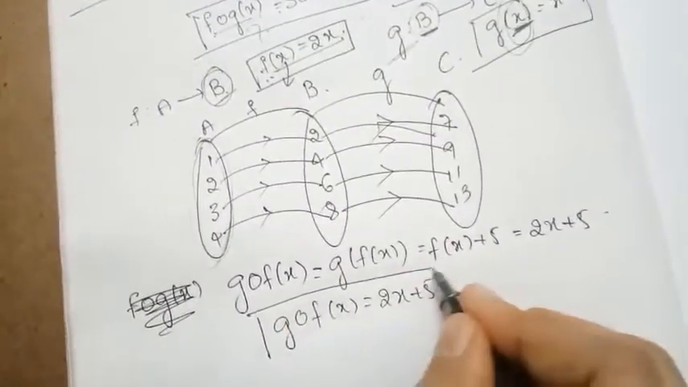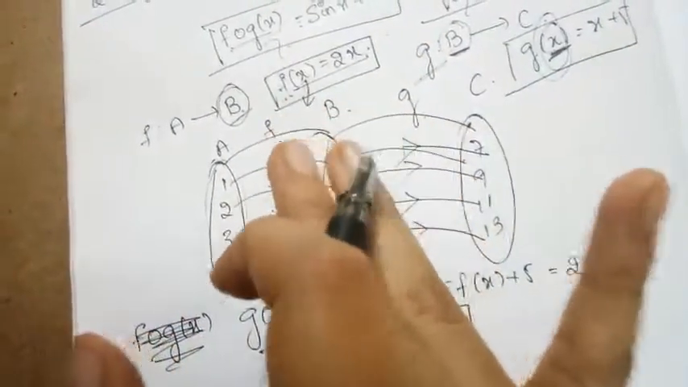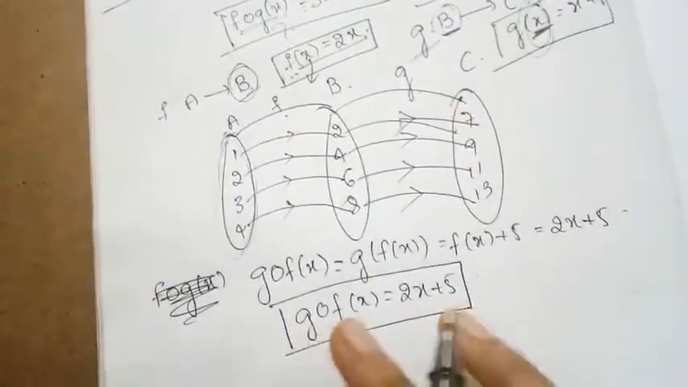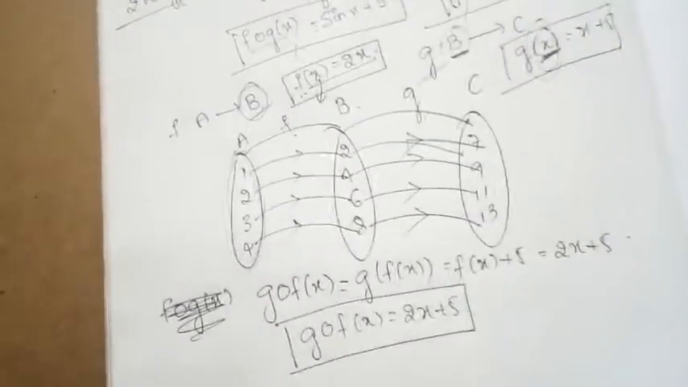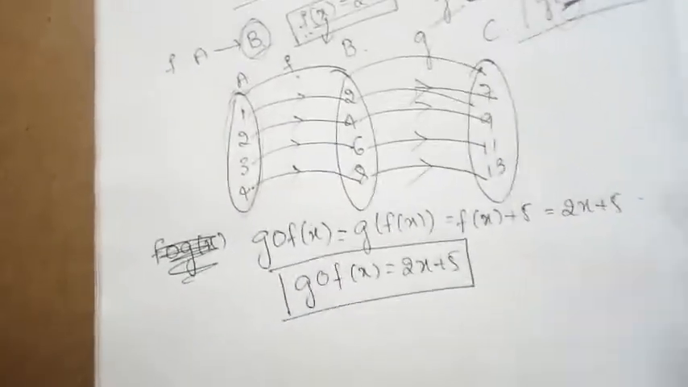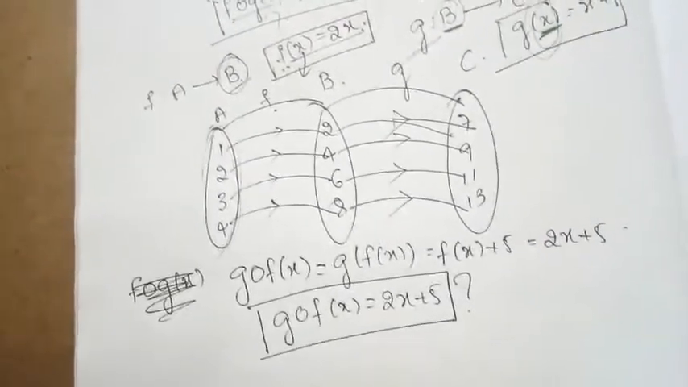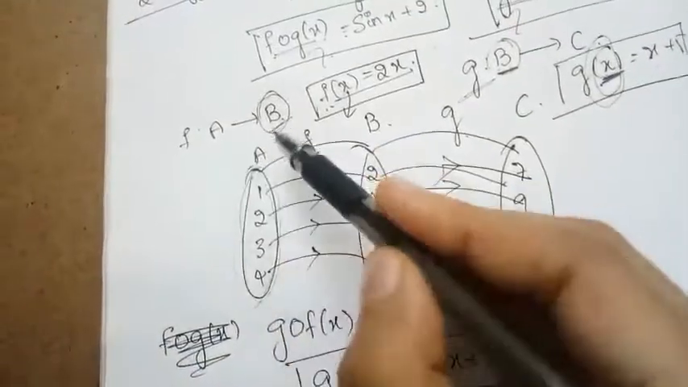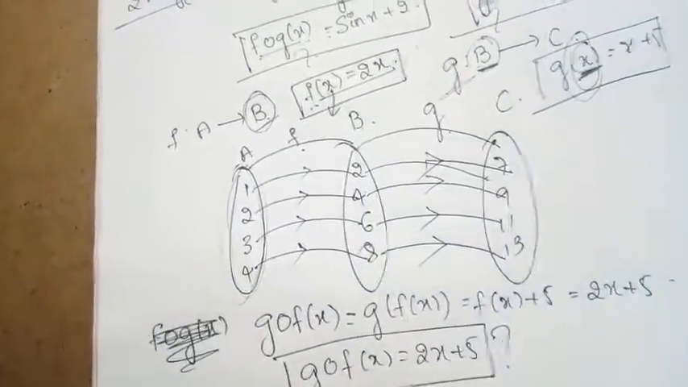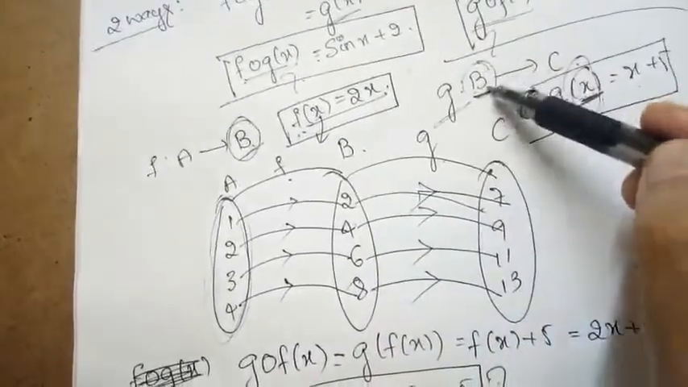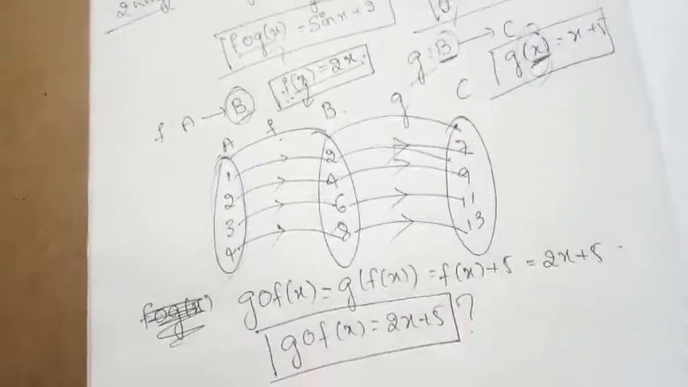So now combining the two functions f and g, the composition of two functions f and g, we got a new function, that is the GOF function, which is defined as 2x plus 5. Now let us come to know what will be the domain and codomain of this function. So here clearly A is the domain of function f, B is the codomain of function f, and B is the domain of function g, and C is the codomain of function g.